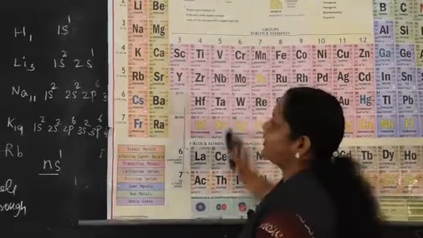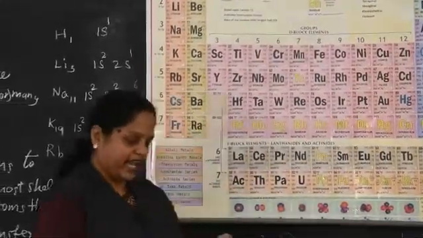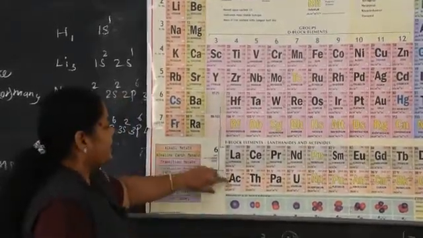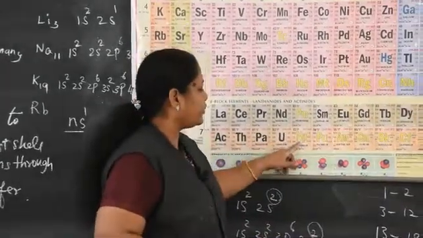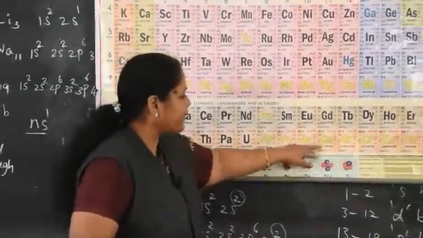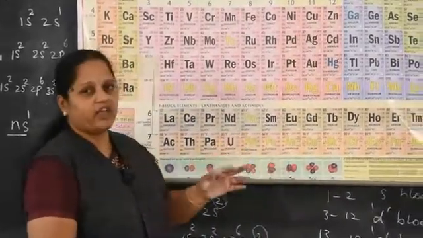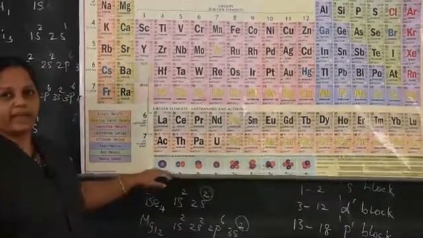It is very important to remember all these 118 elements. See, this is actinium, thorium, protactinium, uranium, neptunium, plutonium, americium, curium, like that. These names are very difficult to remember, so I remember them in a particular way.